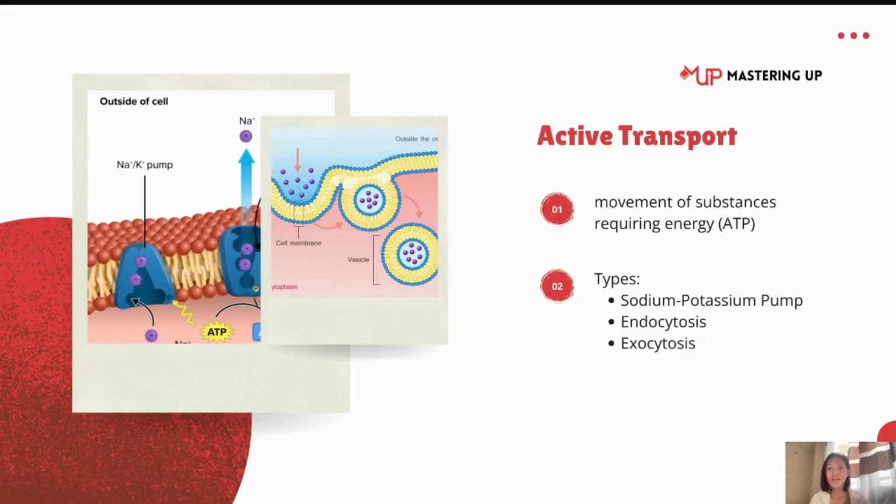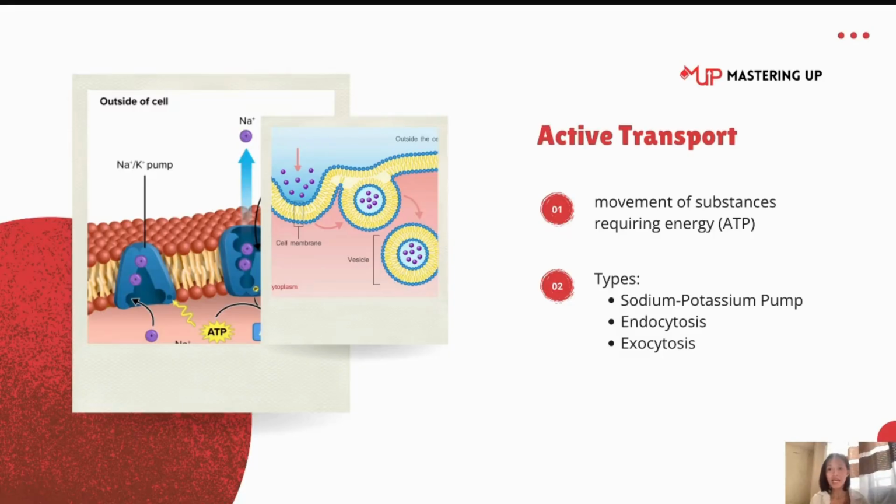Now, let's talk about active transport. This is a process where substances move against their concentration gradient, which means from an area of low concentration to high concentration. Because this type of transport works against natural diffusion and goes from low to high concentration, it requires energy in the form of ATP, or adenosine triphosphate.